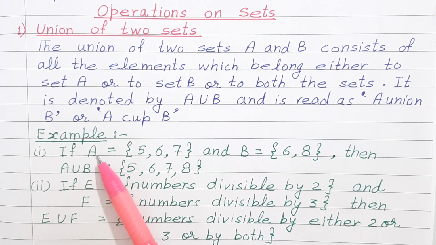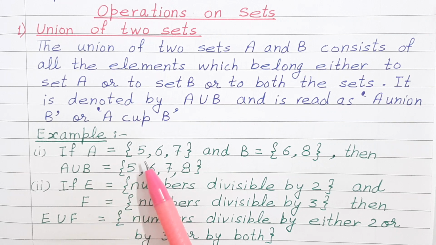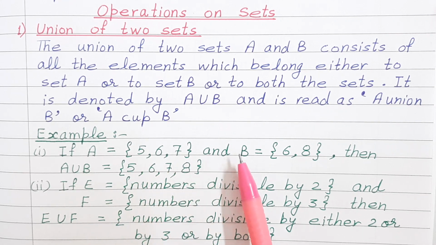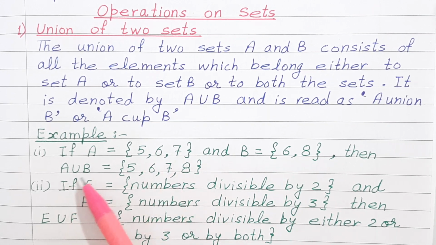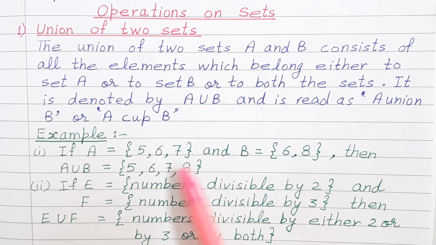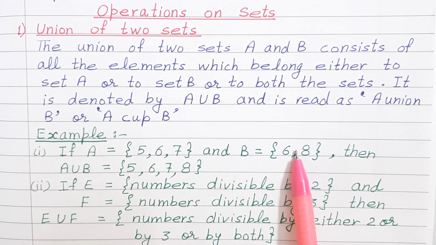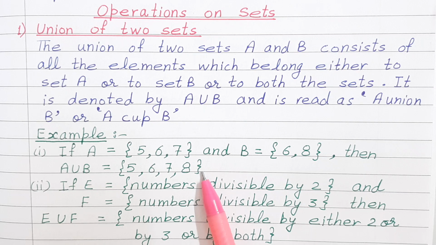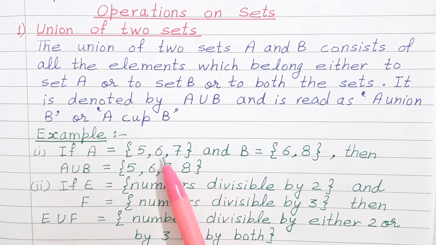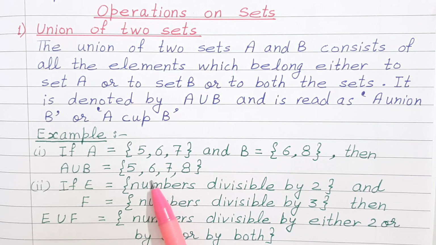Now, for example, if A is {5, 6, 7} and B is {6, 8}. Now, in A union B, we have to combine all the elements. That is {5, 6, 7, 8}. Children, you can see 6 is at both the places, but we have to write only once. We cannot repeat the same digit. That is very, very important, right?